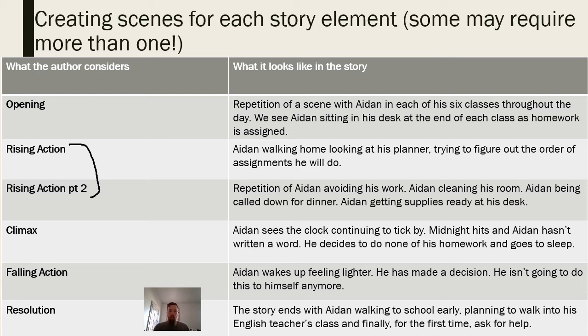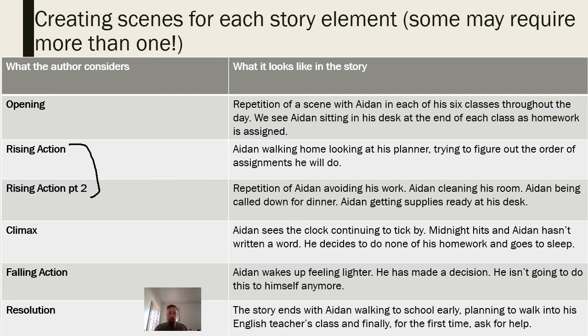My rising action is going to be Aiden walking home from school, looking at his planner, trying to figure out what assignments he's going to do. And then this is still going to be in the rising action because I'm not quite at my climax yet. A repetition of Aiden avoiding his work. He's cleaning his room, he's having dinner, he's getting supplies ready at his desk, all the things that we can do to make sure that we don't do work. I'm definitely familiar with them. Some of you might be as well.